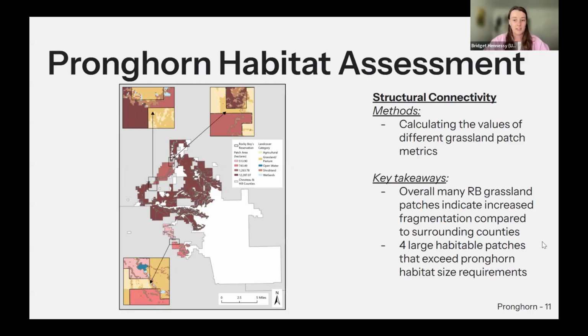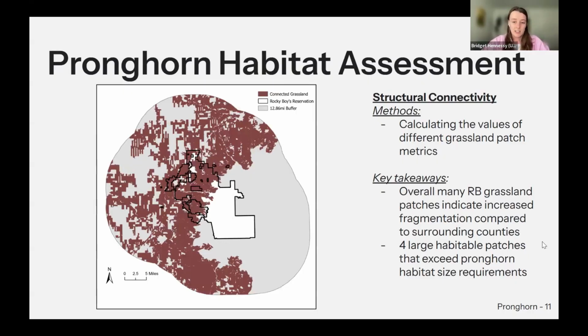And then when we looked without boundaries, which is our next figure, we imposed instead a 12.9-mile buffer area around the reservation, which is the average maximum daily movement amount for pronghorn. And we found that the 4 patches that we identified were connected to each other and connected to this huge area of grassland that spans quite far. So we were correct that when not imposing boundaries, the grassland is pretty connected.